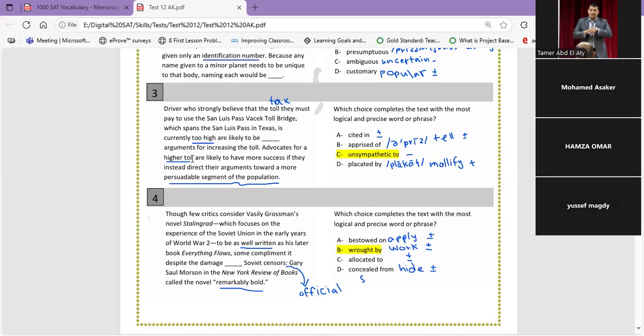Take care. So he talks about these people who want to increase the toll. They want to increase the taxes. So advocates for a higher toll are likely to have more success if they instead direct their arguments toward a more persuadable segment of the population. So now the last sentence tells us what?